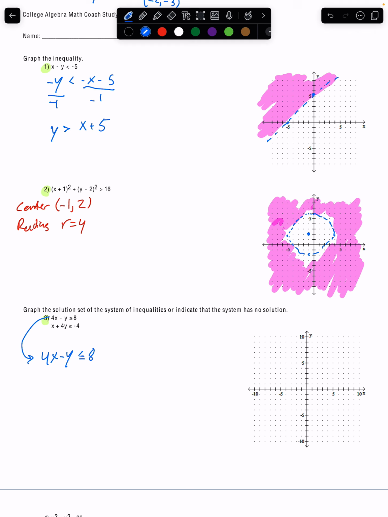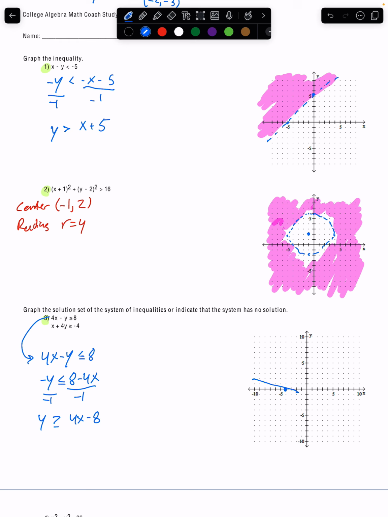We're going to subtract 4x from both sides. Divide by -1, which means we have to flip the sign. Oh, let me flip the sign. And that equation would look like this.